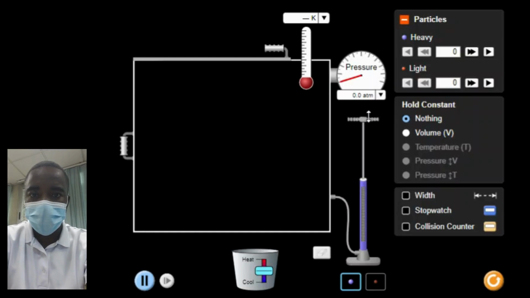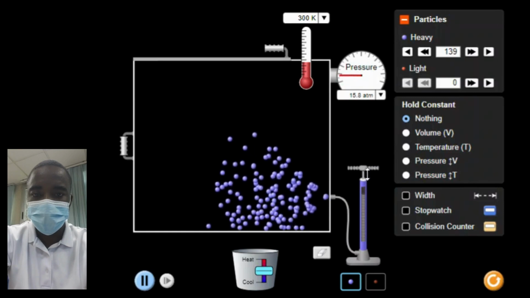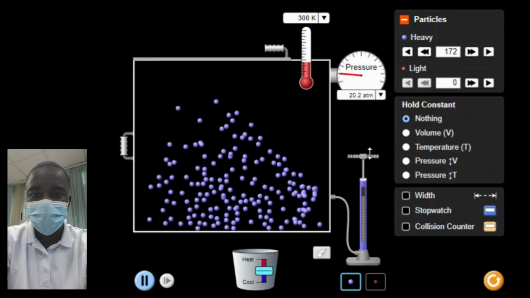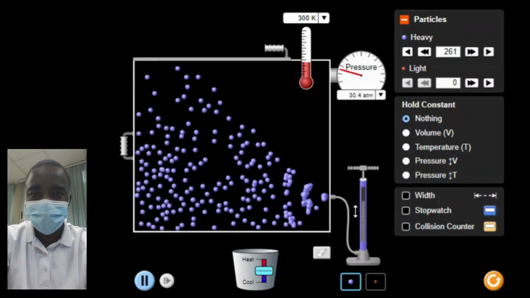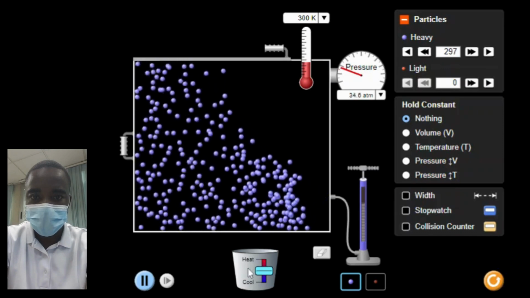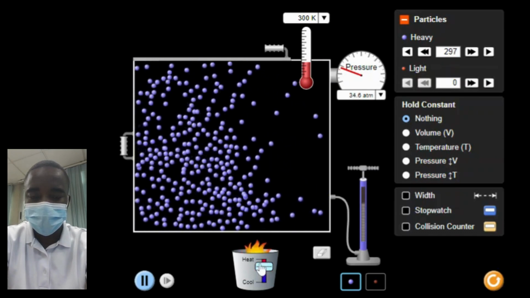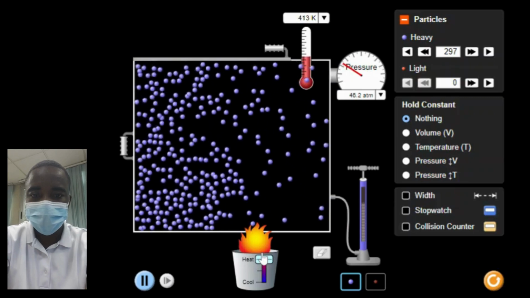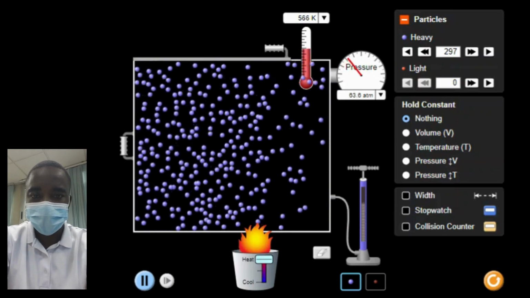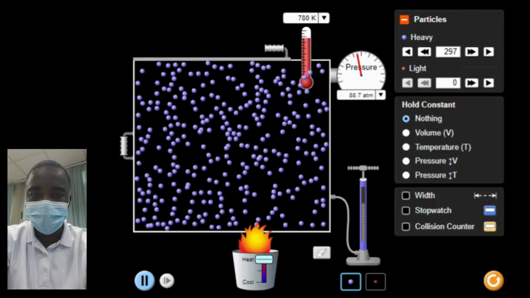The gas properties simulation is an interactive educational tool designed to help students explore and understand the fundamental principles of gas behavior. By providing a hands-on approach to investigating the properties of gases, the simulation offers a comprehensive learning experience that covers key concepts in chemistry and physics.